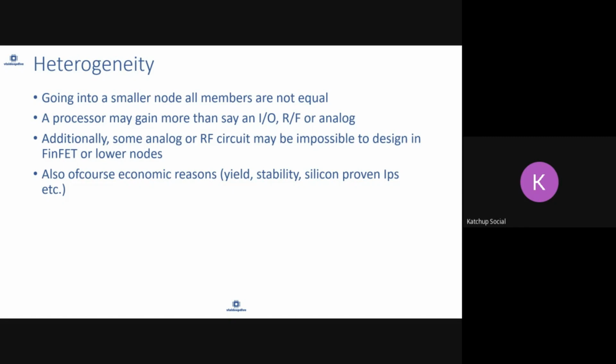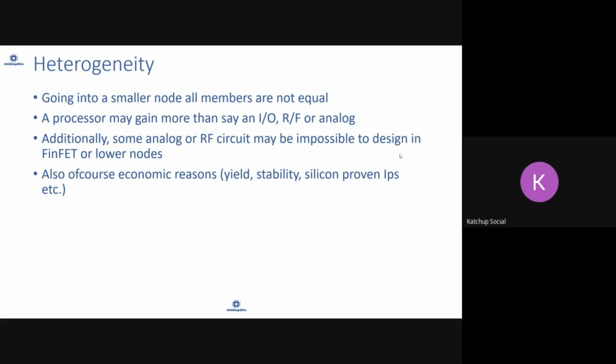A processor, for example, may gain more going to a lower node than IO, RF, or analog systems. And for some analog or RF circuits, it may be impossible to design in FinFET or lower nodes. And yield stability is another reason. So basically, there is a trend going on that not all parts of the chip are equal members.